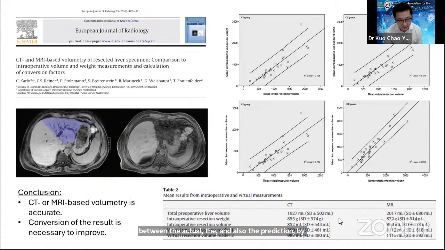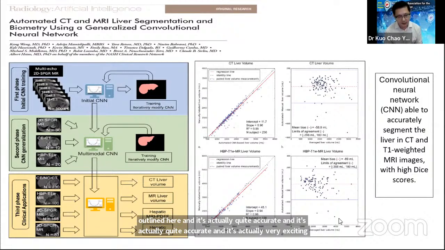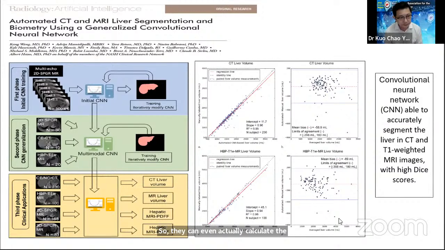And at the moment, there are some updates: there's a convolutional neural network and AI that can assist the radiologist to calculate the liver remnant. There are only a few outliers, and it's quite accurate, and it's very exciting that it's moving that way. They can even calculate the hepatic MRI-PDFF based on the algorithm.